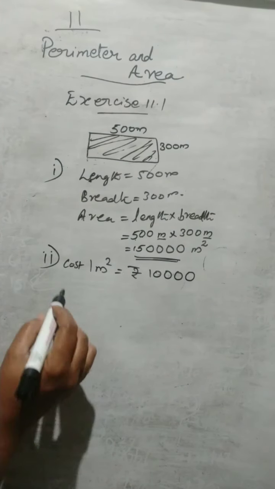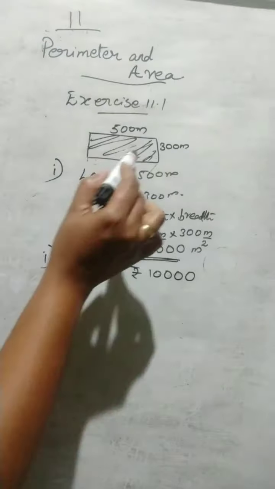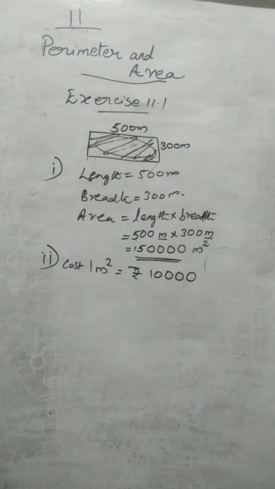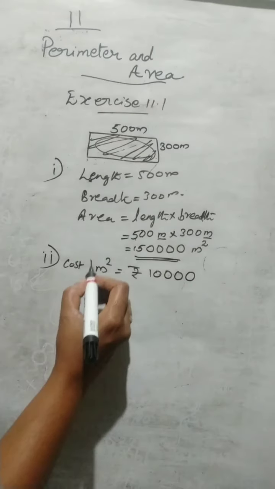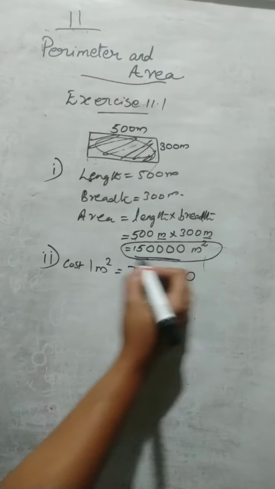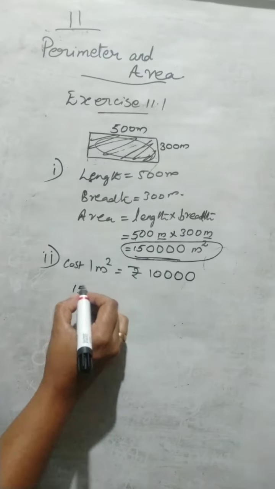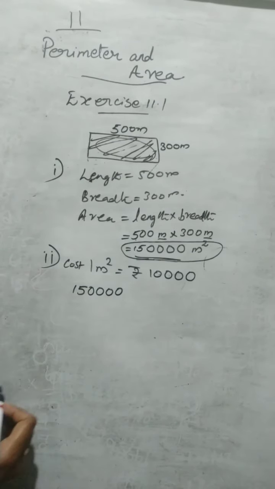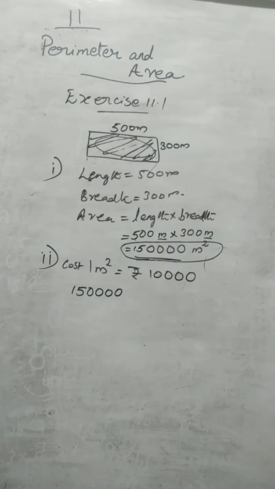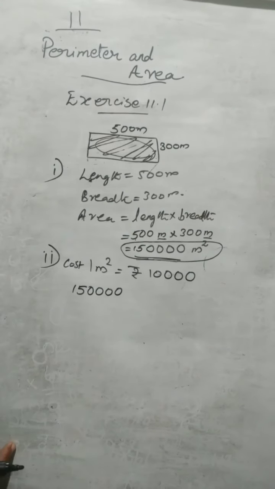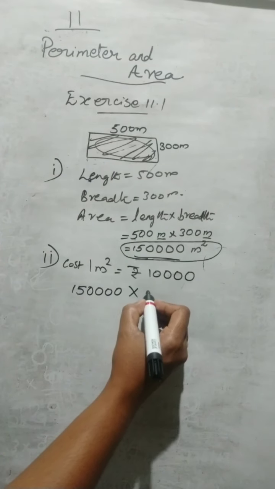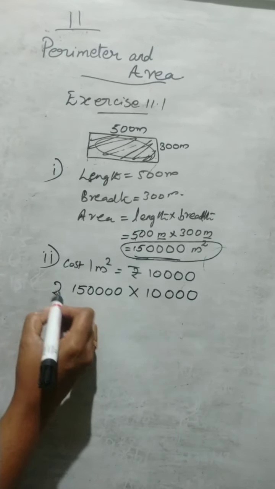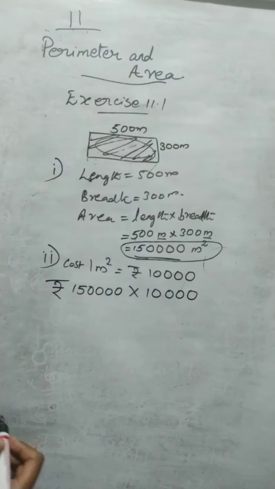Then we have to find the total cost of this land. How can we find it? Here the total meter square is equal to 15, then 4 more zeros. That is 1,50,000. That is multiplied by 10,000 to find the total cost of this land.